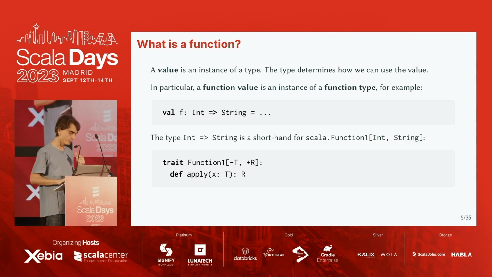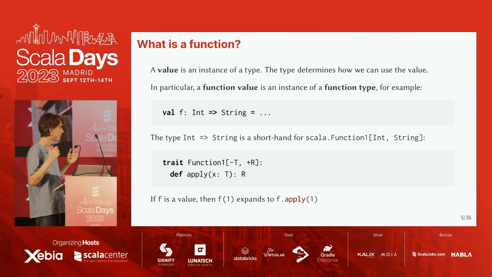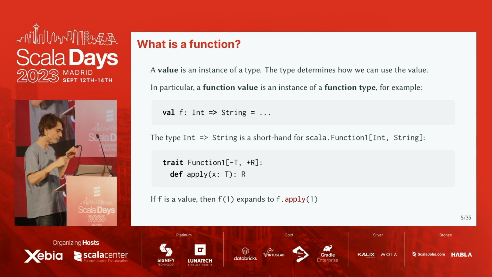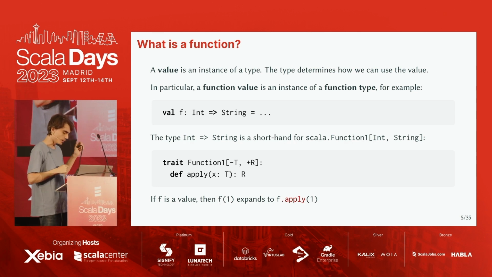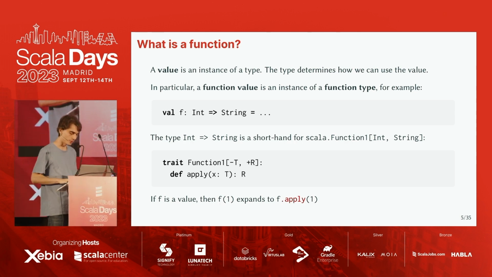And why is this important? Because in Scala, if you have something which is a value and you pass some arguments to it, like f(1), it gets expanded to f.apply(1). So this apply method is really the key to functions acting in the way we want.